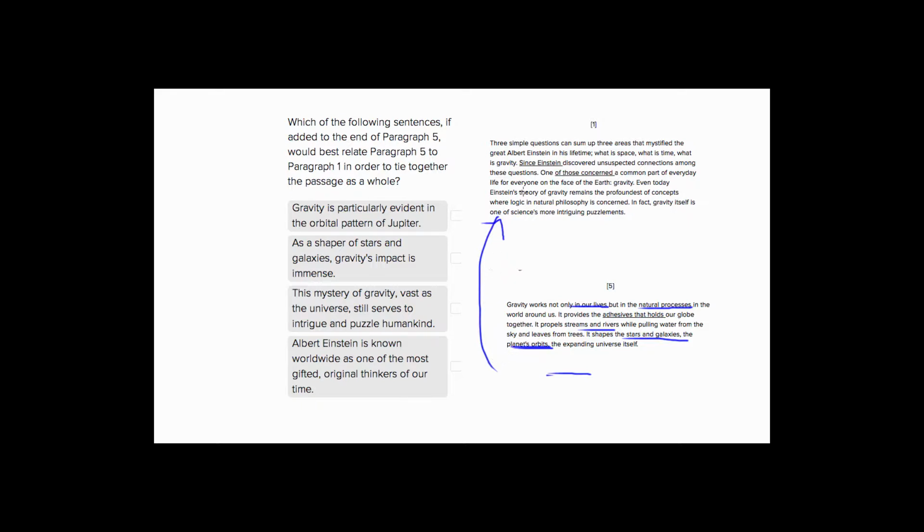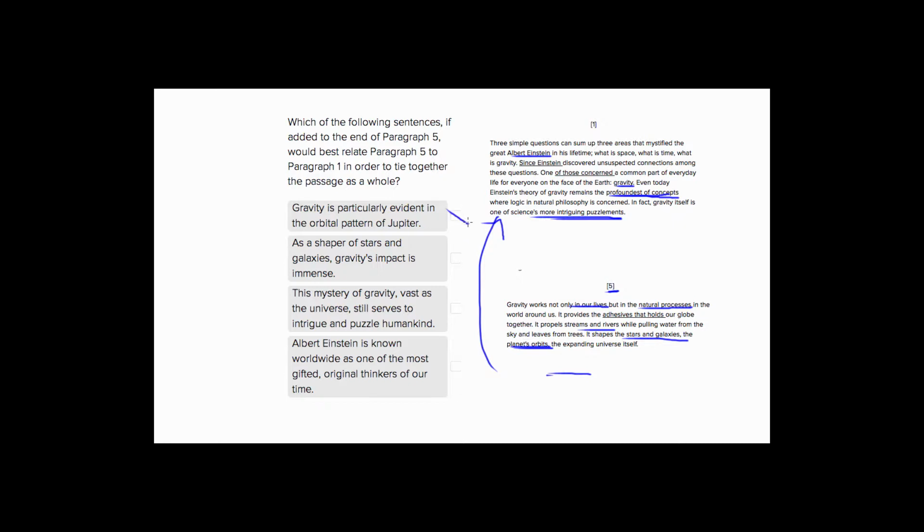So paragraph 1 is our intro about how Einstein studied a lot of things in his lifetime. One of these was gravity, and how gravity is the profoundest of concepts, and gravity is still one of science's more intriguing puzzlements, which is a fancy way to say that scientists are still studying it and still don't completely understand it. So this really specific fact about Jupiter isn't going to work to connect this paragraph 5 about gravity's work in the world back to the idea that gravity is a really intriguing question and it's a profound concept. So that's going to be no good.